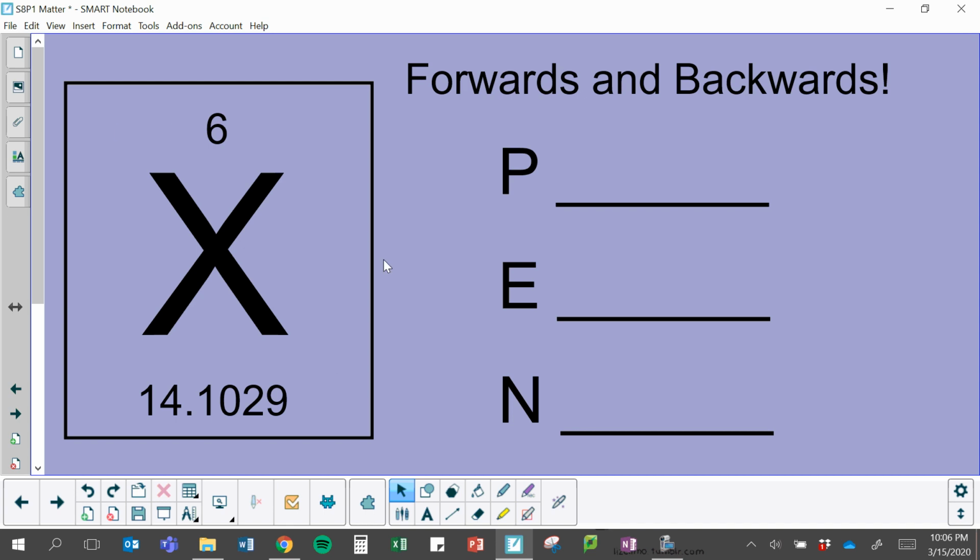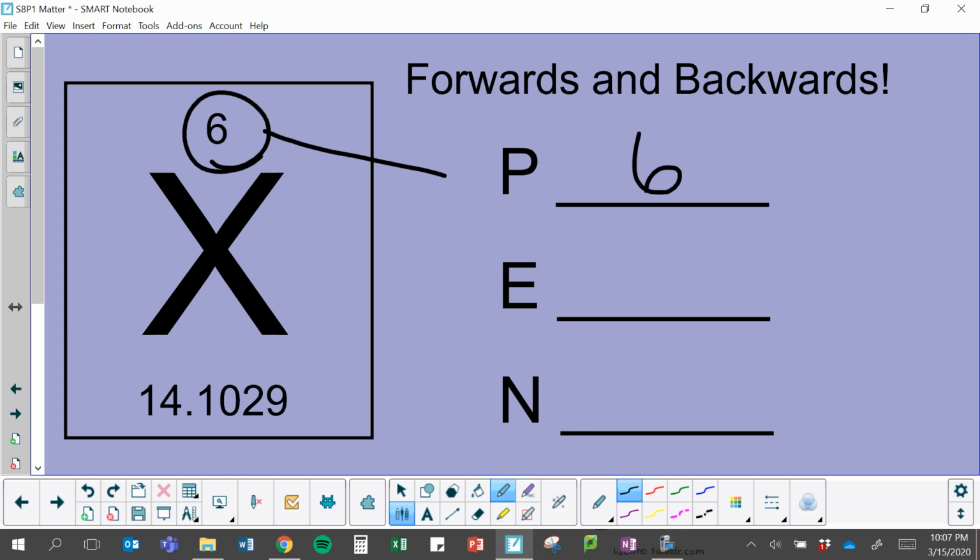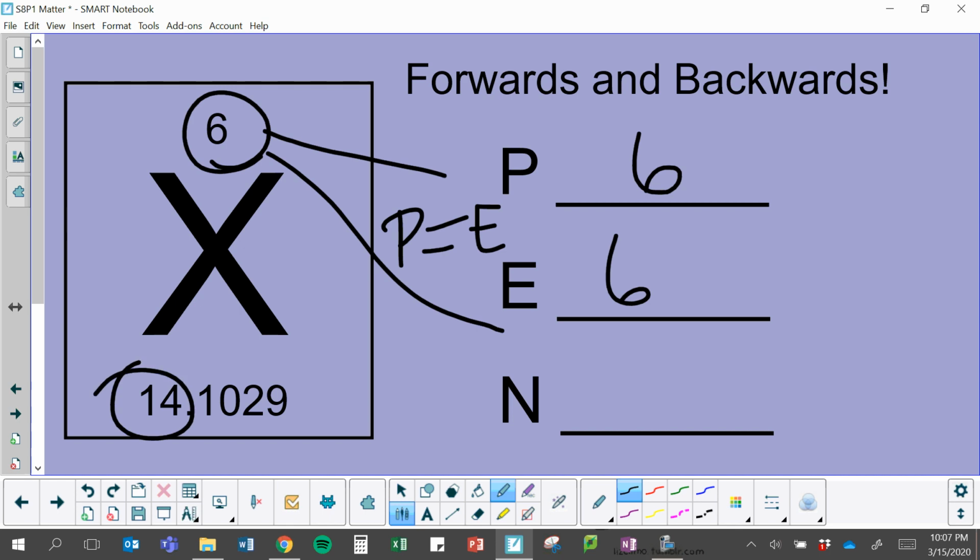So for this example, our protons are going to equal 6 because the number on top is telling us how many protons. And remember, we just said that our protons need to equal our number of electrons when it's neutral. So therefore, this is also going to be 6. And then for neutrons, there's where we have to do a little bit of math. We have to look at the mass. We're going to round to 14. Mass is going to be the protons plus our neutrons, so we have to subtract out our 6 protons to give us 8. So here we have 8 neutrons.